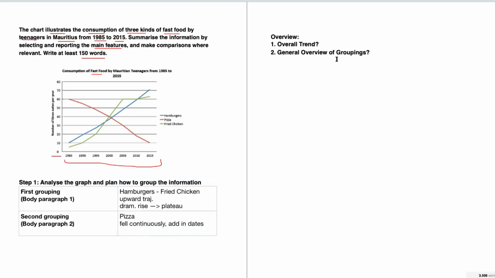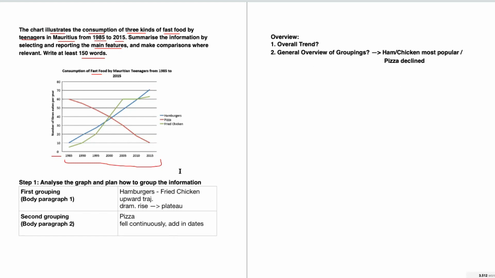Now, again, before we get into writing, I just want you to look at this overview. Is there an overall trend, or what are your general overviews of groupings? And there is not an overall trend here. Now, in our last example, things were steadily increasing. That was a general trend. In this case, there is not one specific general trend that all 3 follow. So it's best to focus on number 2, looking at a general overview of your groupings. Hamburgers and chicken were the most popular, and pizza declined from 1985 to 2015. Again, it's very straightforward here, where this is your overview.